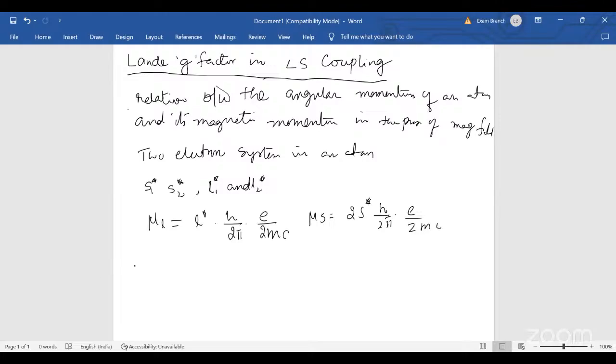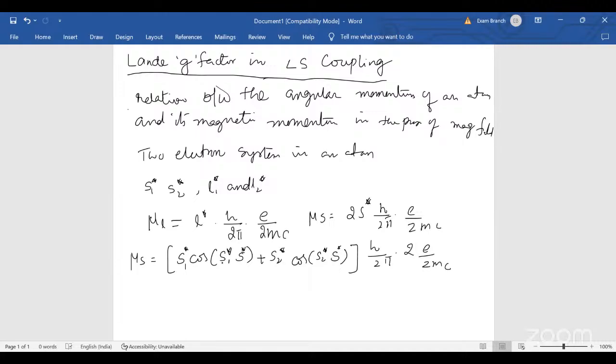First we will write this mu S. So this mu S is equal to S1 star cos of S1 star and S, capital S. And similarly, for the second one, S2 star cos S2 star capital S star, into h by 2 pi into 2 into e by 2 mc. That is due to the spin.